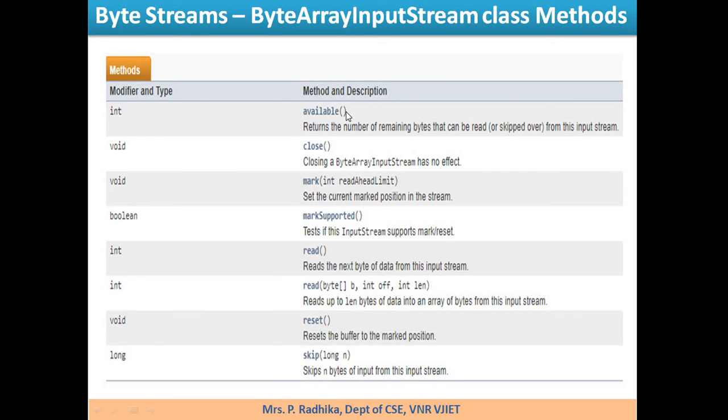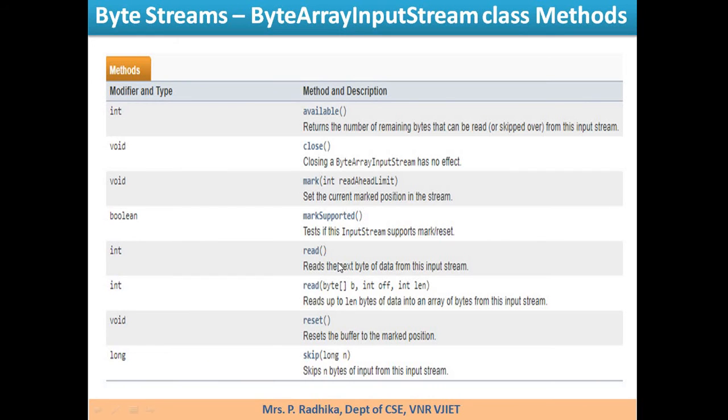What does this available do? This available method returns the size of the buffer. Then this closes the stream. Then this sets the current position in the stream. Next, mark supported. Mark supported is used for checking if the input stream is supporting mark and reset methods or not. Then go for read method.